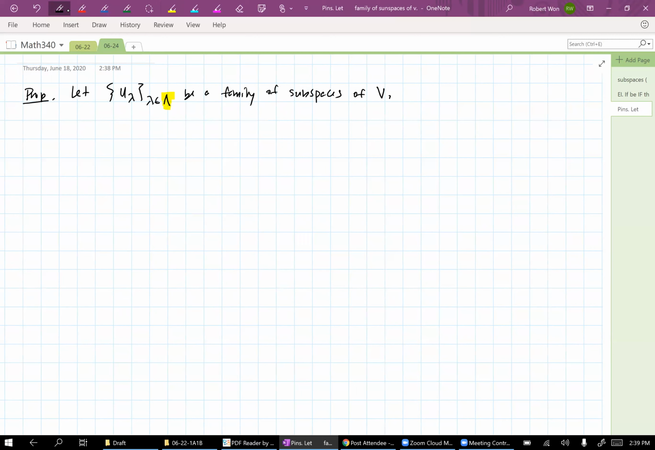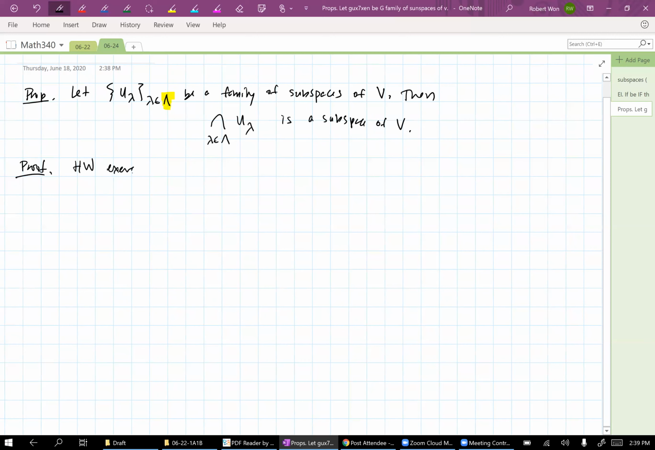Just some collection of subspaces. Then if you look at their intersection, this is a subspace of B. Okay, and this one is a homework exercise. But again, you just use the three conditions to be a subspace. You just check that 0 is in there, it's closed under addition, closed under scalar multiplication, and you'll see where you use the intersection part of this. Okay, so that'll give you some practice on subspaces as well as the rest of the exercises.